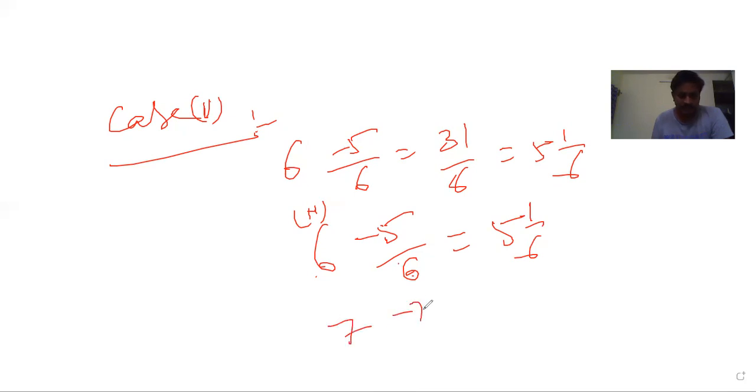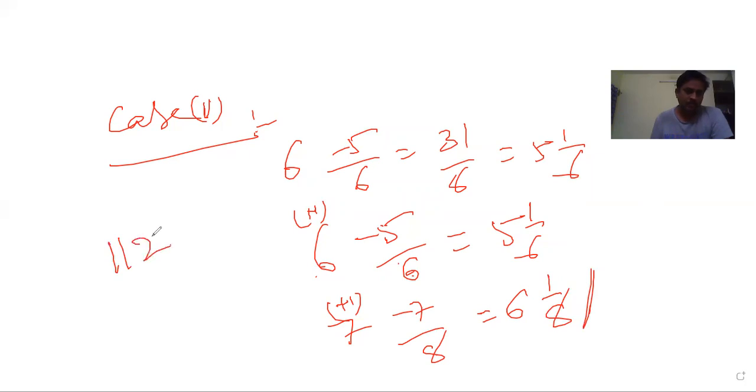7 minus 7/8. Here we put 1 as spare value from 7. Remaining value is 6. 1 minus 7/8 means simply subtract 8 minus 7, value is 1/8. 6 1/8. Next, 112 minus 6/7. Here we put 1 as spare value. 111, and 1 minus 6/7 is 1/7.